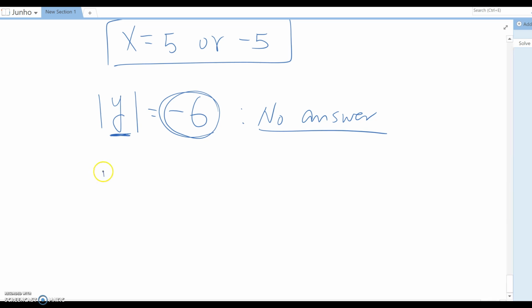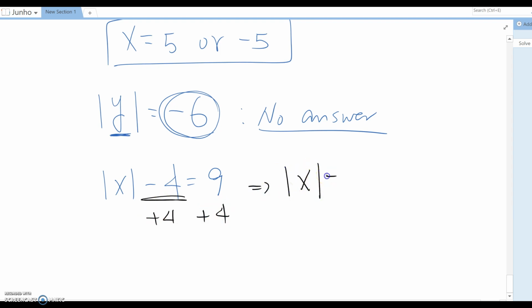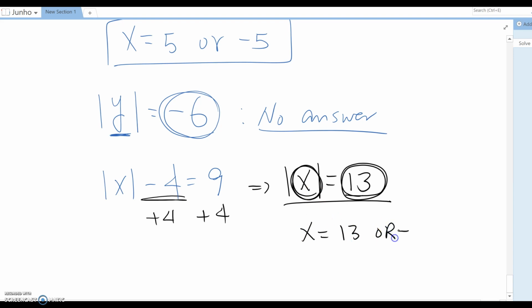Then what about this question? Absolute x minus 4 equal to 9. Yes, we need to isolate the absolute value alone, and then we solve the problem. So we need to remove minus 4, so we add 4 on both sides, then this becomes absolute x equal to 13. It means any x value is 13 units away from the 0, so we know x can be 13 or negative 13. Okay?